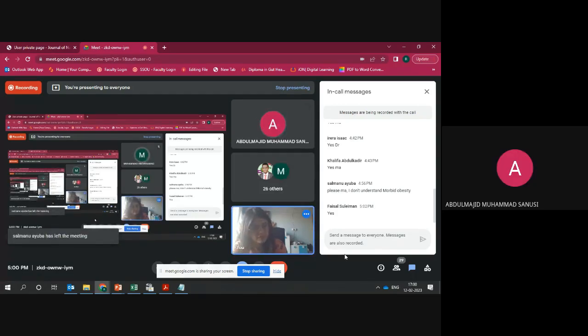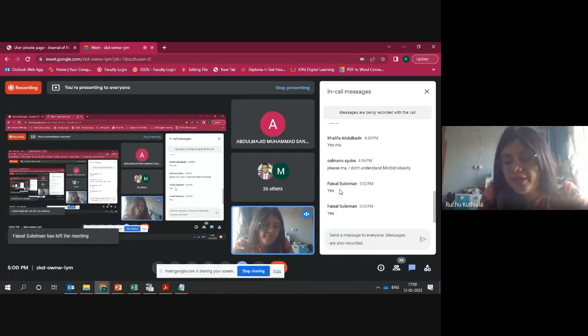No. Okay. So, morbid obesity means that stage where the risk of diseases is very, very high and it can actually lead to death as well. Okay.